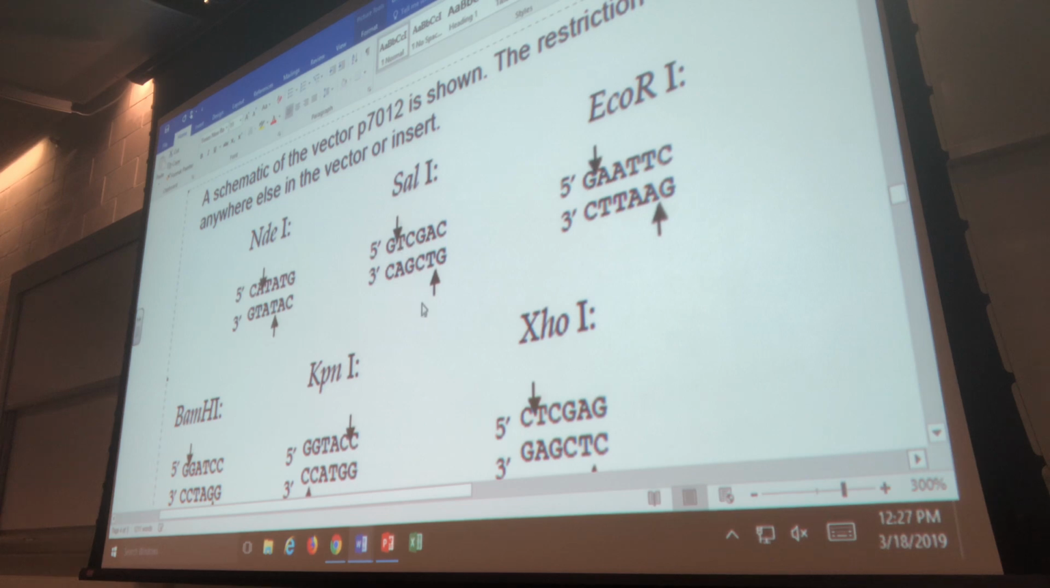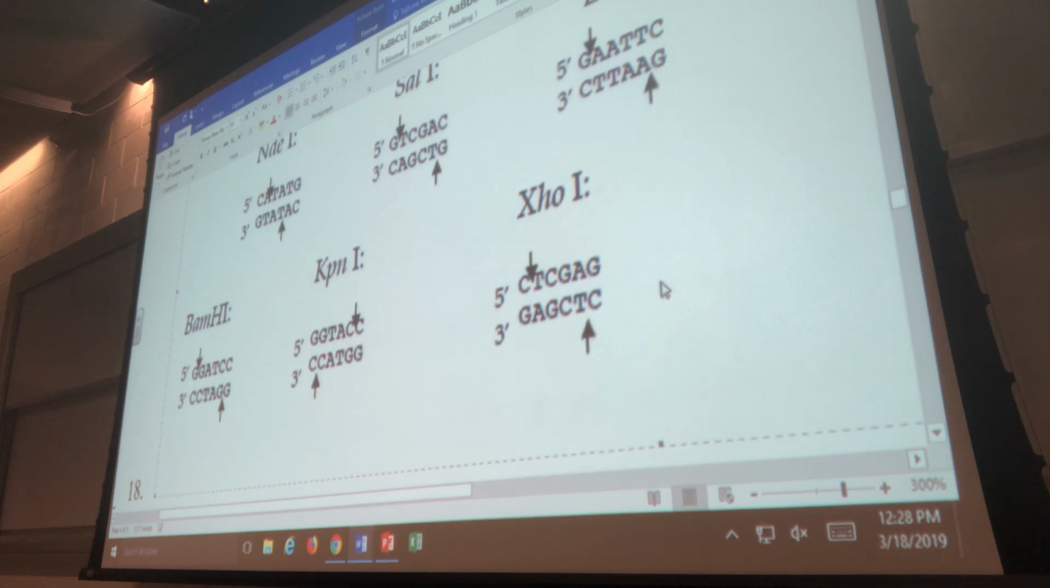The areas between the arrows are your sticky ends. That's the actual puzzle pieces between the arrows. Okay, so it creates TCGA on one strand and AGCT on the other strand that are waiting to match with a corresponding puzzle piece. Let's look at XHO now.